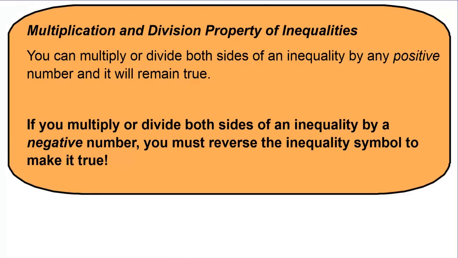However, this is the key take-home point right here. If you multiply or divide both sides of an inequality by a negative number, you must reverse the inequality symbol to make it true. That is only when you multiply or divide both sides of the inequality by a negative number. That doesn't mean if you ever see a negative number in an inequality, you switch the symbol around. But when you multiply or divide both sides of an inequality by a negative number, that inequality symbol must be reversed to keep it true.